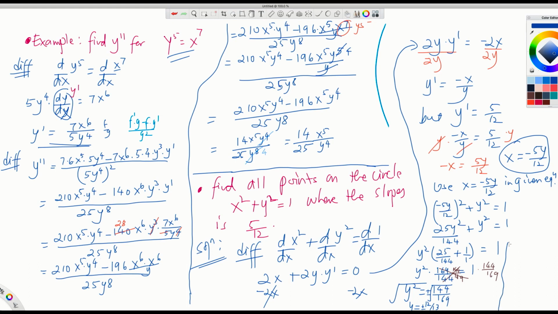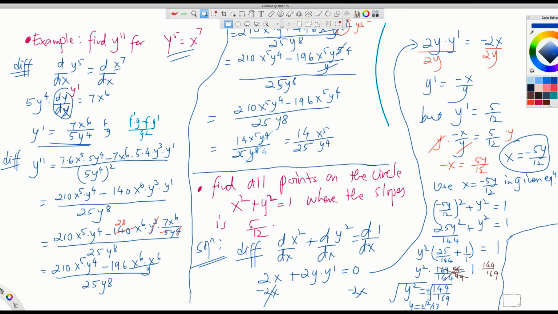Now you need to find the value of x. How do you find the value of x? You just plug in here. Okay, so we will plug in the value of y to find x from here. Let's take y equals positive 12/13. What do you get? You will get x equals negative 5/12 times y, which is 12 over 13, right? So you cancel out 12 and 12. So what is it? Negative 5 over 13. So x is negative 5 over 13, and then y is positive 12 over 13.